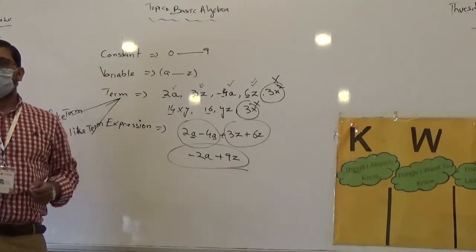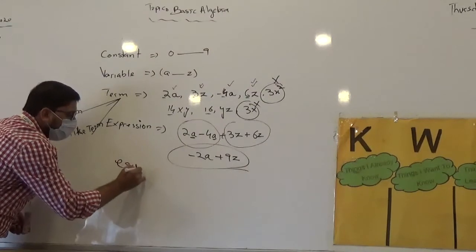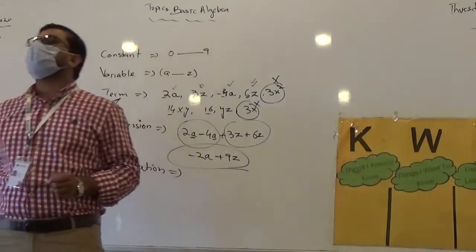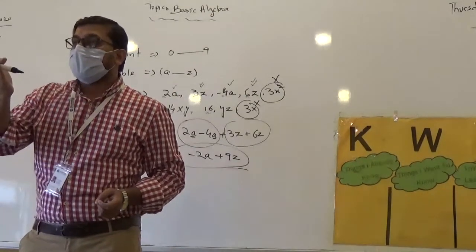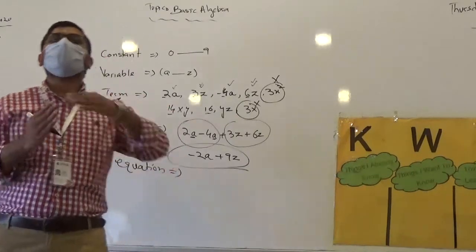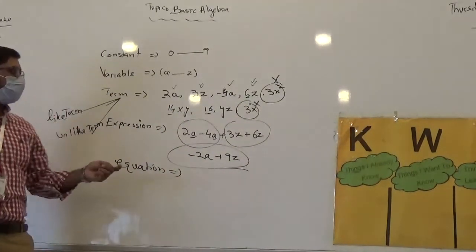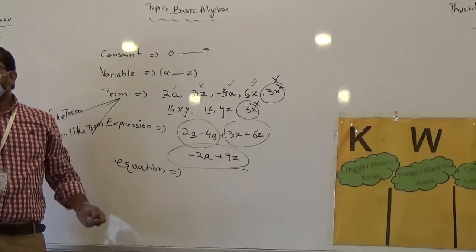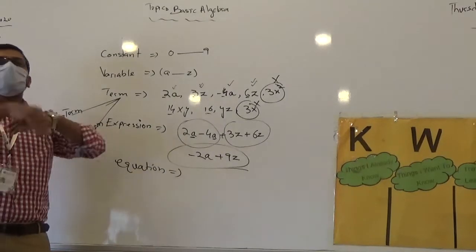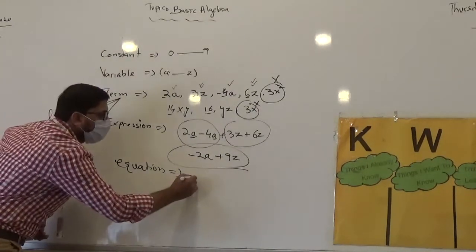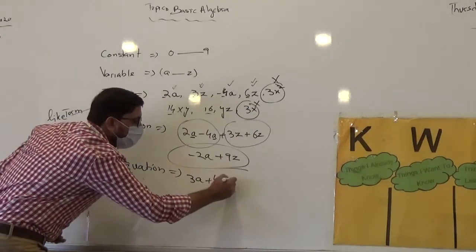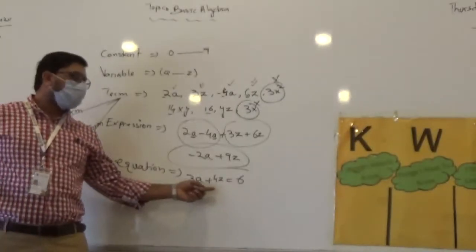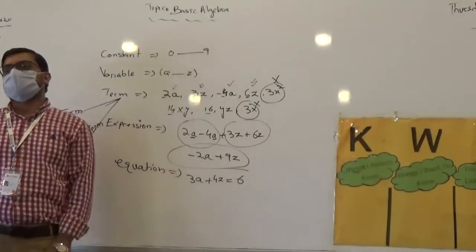And now the final thing. Equation. What is the difference between an expression and an equation? We add an equality sign. Equality sign, sign of equality. If we are given the sign of equality between any 2, 3 or 4 expressions or terms, that will become an equation. Like 3a plus 4z is equal to 6. So this is called an equation.